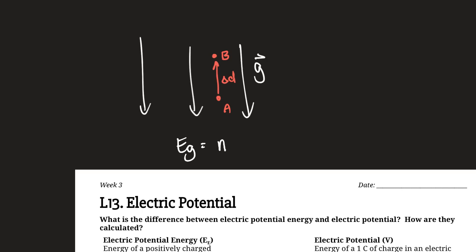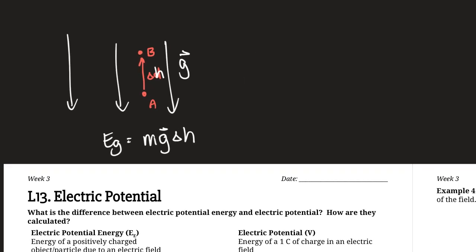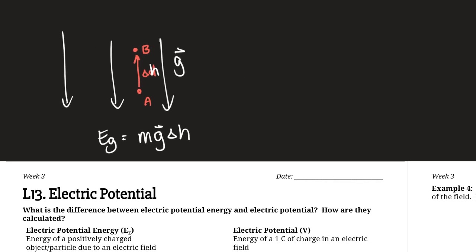E_g equals the mass of the object times the gravitational field strength times the change in height, or the elevation, or the delta D. Actually, let's call it delta H. I think that's what we call it with the gravitational energy equation. So there's a similar thing happening with an electric field, where we have an electric field going in one direction. And remember, we use E to signify the strength of the electric field.